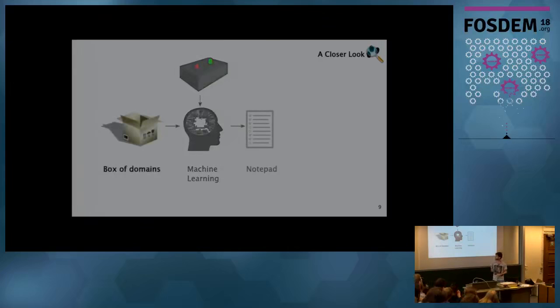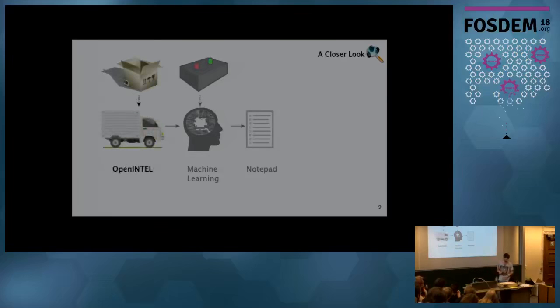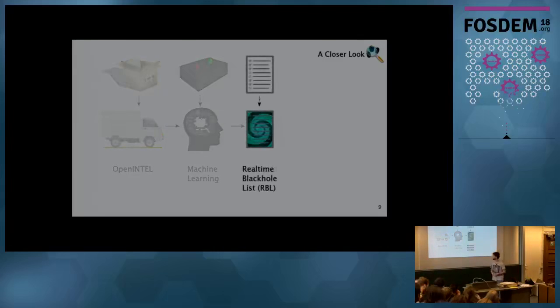Now this box of domains, it needs to come from somewhere. It comes from the OpenINTEL platform. I'll talk more about this later. However, I can tell you that the OpenINTEL platform is a platform which does active DNS measurements for a large portion of registered domain names. The notepad is actually a real-time blackhole list.